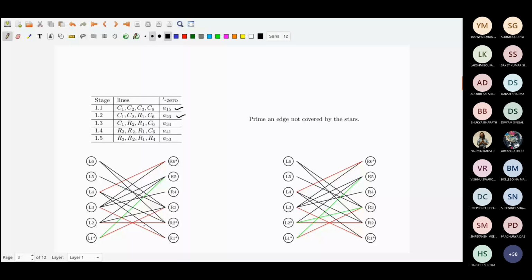And so essentially it means I have now covered, there were 4 columns covered in the beginning. So now I have 2 columns and 2 rows. If you are looking at the matrix, if you are looking at the graph, I have 2 stars on the right and 2 on the left. Fine. And I am again asking whether there is a 0 uncovered. Here it is the same question, whether I can find an edge with no star as end vertex.